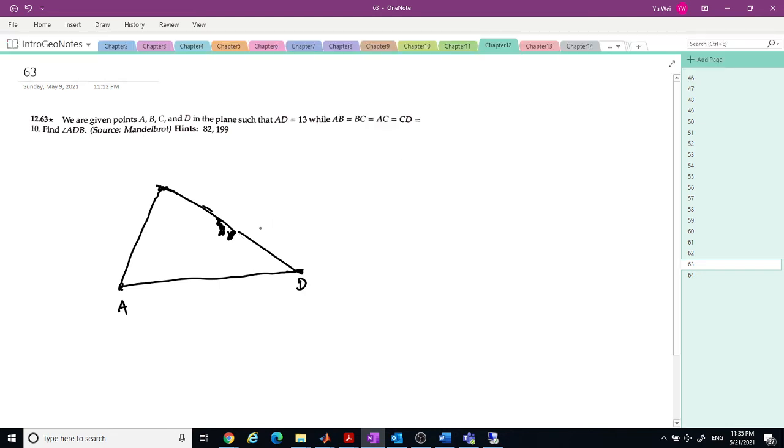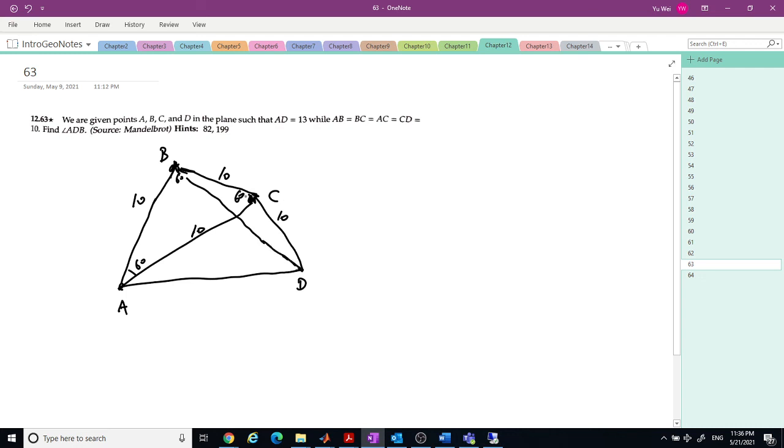Let me redraw it. A, B, B, C, C, D, A, D. Okay, so AB, BC, CD. So we have 10, 10, 10, and 10. What we can see is this one is 60 degrees, 60 degrees, and 60 degrees.